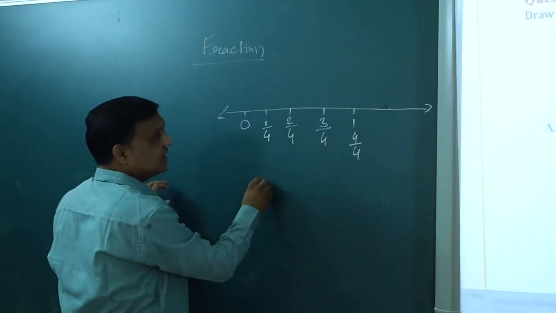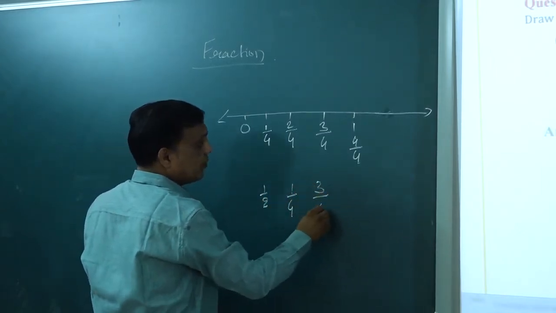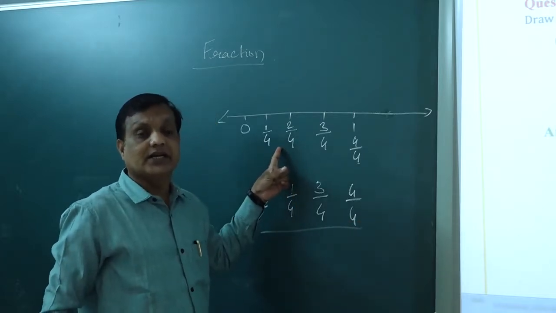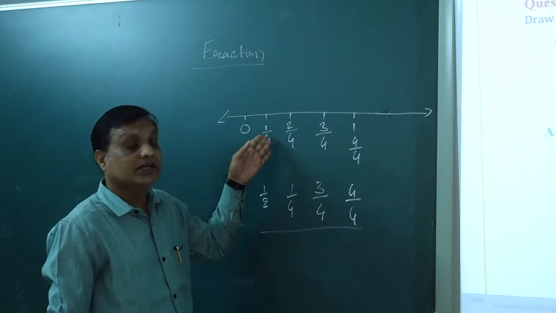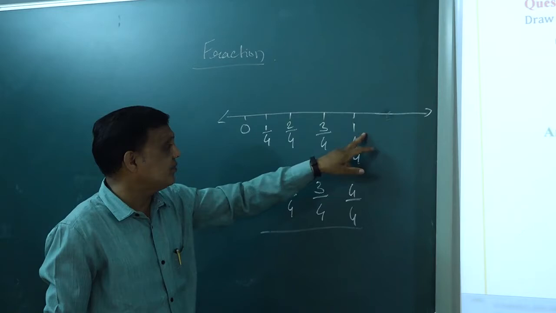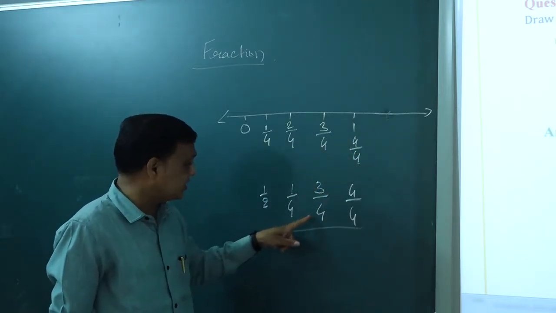So as per the question, 1 upon 2, 1 upon 4, 3 upon 4 and 4 upon 4. These fractions we are showing on a number line. So what I did, I divided the one number into 4 parts. Why did I divide into 4 parts? Because the denominator you said is 4.